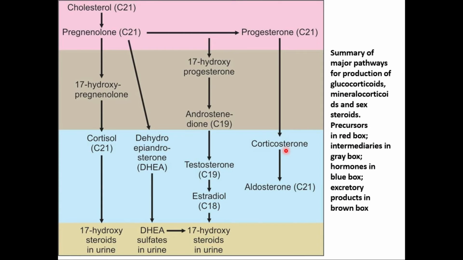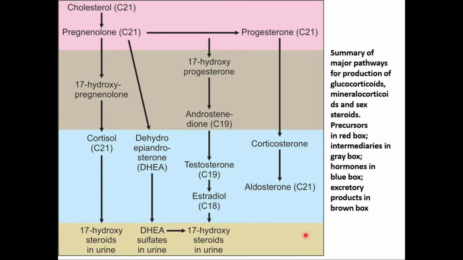So this diagram represents the summary of the whole biosynthesis of the steroid hormones and shows the major pathways for the production of glucocorticoids, mineralocorticoids, and sex hormones. Precursors are given in the red boxes, intermediates are given in the gray boxes, hormones in the blue boxes, while excretory products are in the brown boxes.